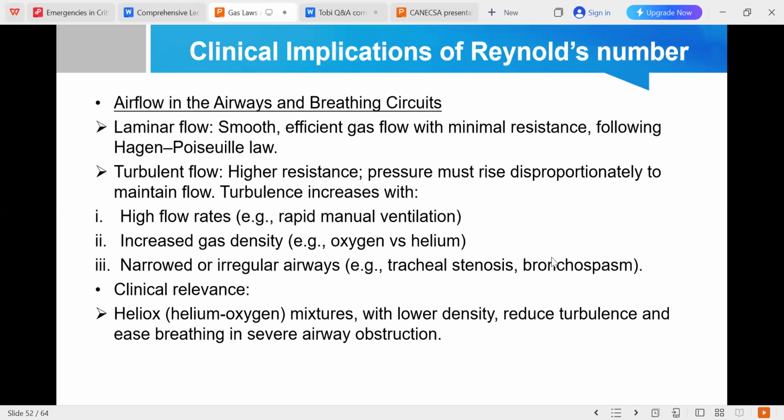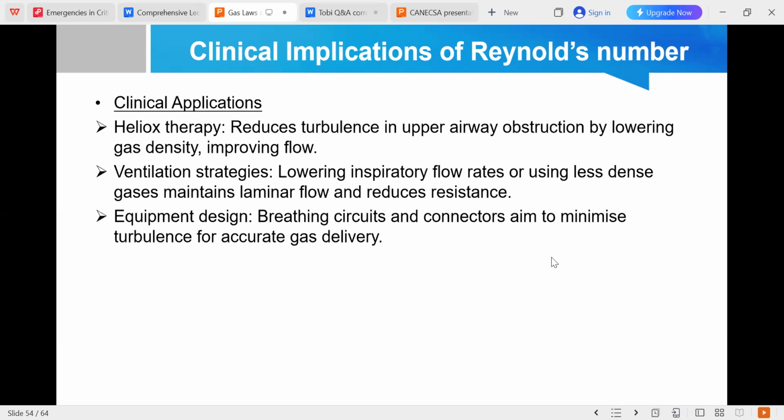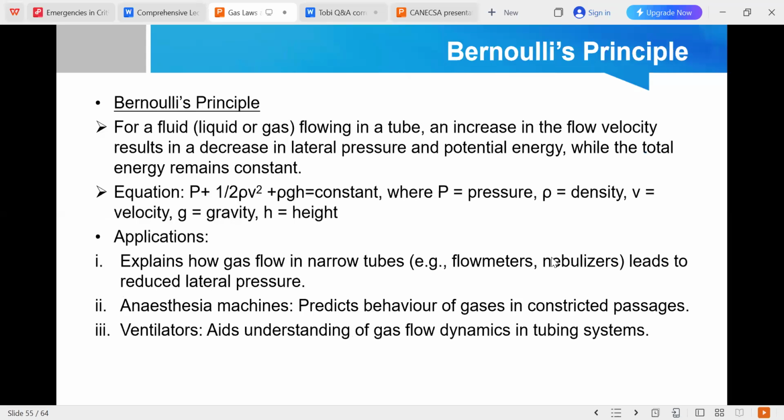Now, airflow in airways, we've talked about this. Heliox, which is a mixture of helium and oxygen, has a lower density and therefore reduces turbulence and eases breathing in severe airway obstruction. So patients, especially children with acute airway obstructions, are usually given Heliox because of the lower density it has. Clinical application: heliox therapy reduces turbulence in upper airway obstruction due to lower gas density.